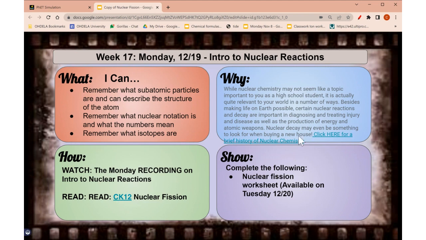So why we learn nuclear chemistry doesn't seem that important, but actually it's quite relevant today. It makes life on Earth possible. Nuclear reactions and decay are important in diagnosing and treating injury and disease, and in the production of energy and atomic weapons. Nuclear decay may even be something you're looking at when you buy a new house, because there might be radon in the basement. Right.